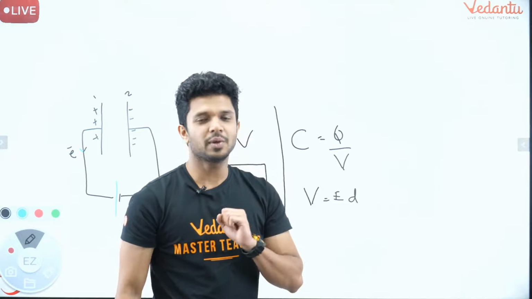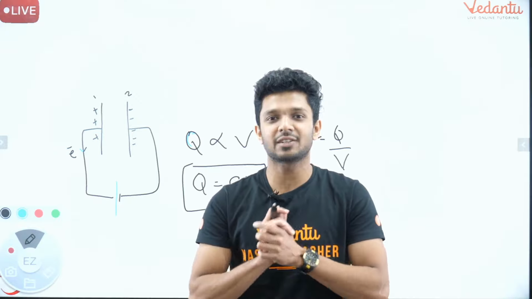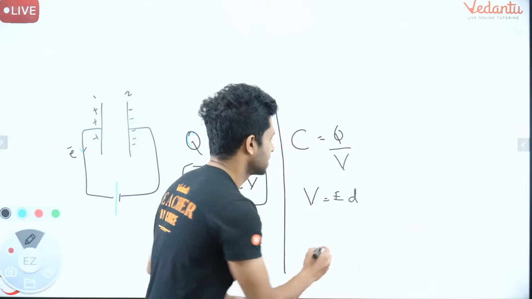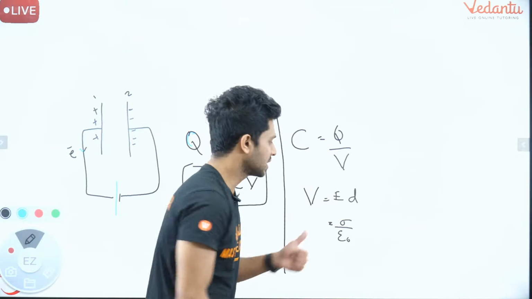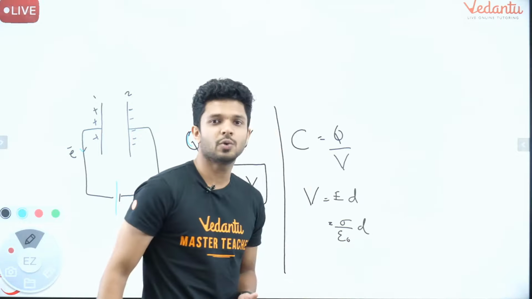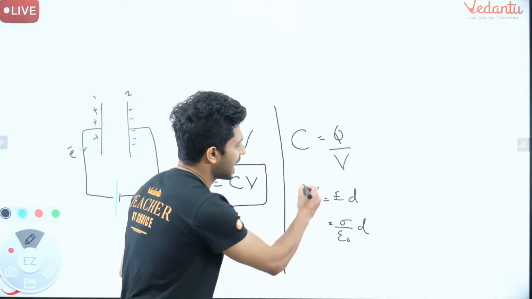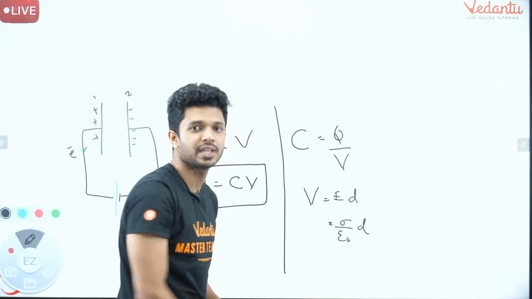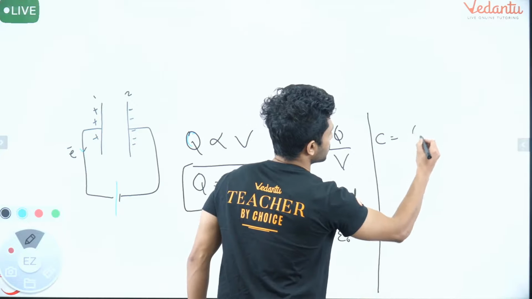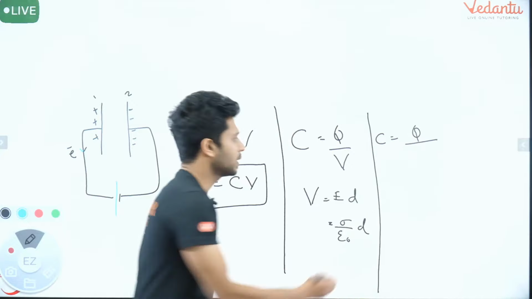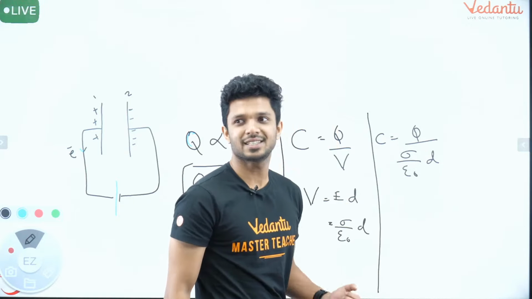And I hope you know one more thing. For the parallel plates, in between the parallel plates, the electric field produced is equal to sigma by epsilon 0, right? So sigma by epsilon 0 into D will give you the potential. Yes or no? Yes. So what I'm going to do is substitute for this V in the equation for capacitance. So capacitance C is equal to Q divided by V, which is sigma by epsilon 0 into D. Yes or no?